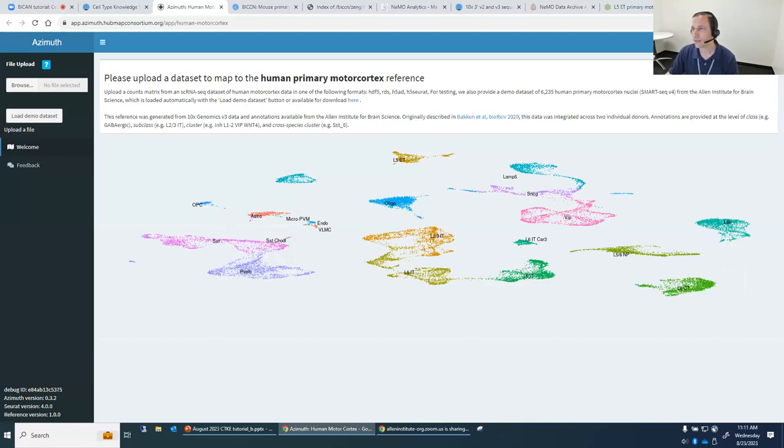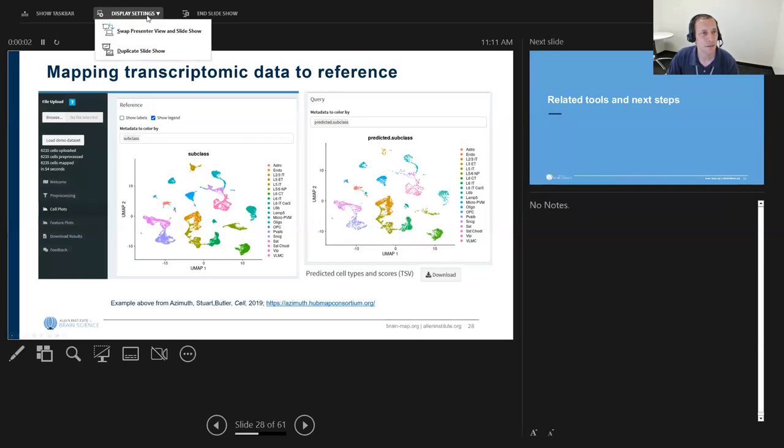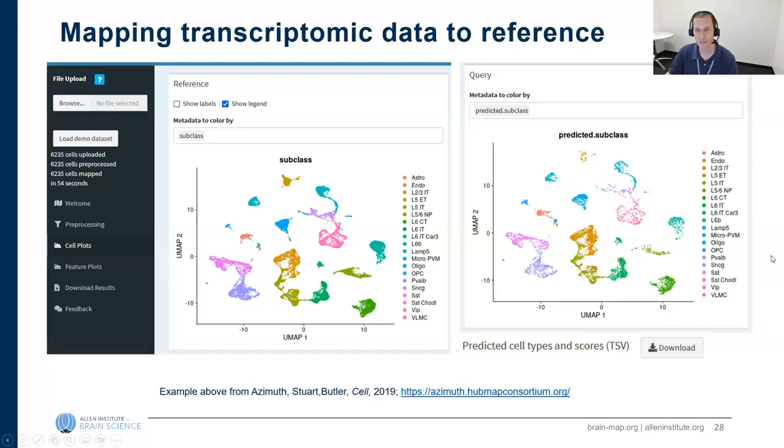I'm not actually going to do that. What I'm going to do instead is open up this presentation, the slideshow. And what you would end up getting is basically your data with the new labels, in this case by the subclass. You can also get them by the individual cell types. You can download the predicted cell types and scores, and you then have our labels. And as Mike brought up earlier, it's important when multiple people are publishing papers on primary motor cortex, because it's confusing if you have different names for everything. So this is a useful tool for that sort of thing.